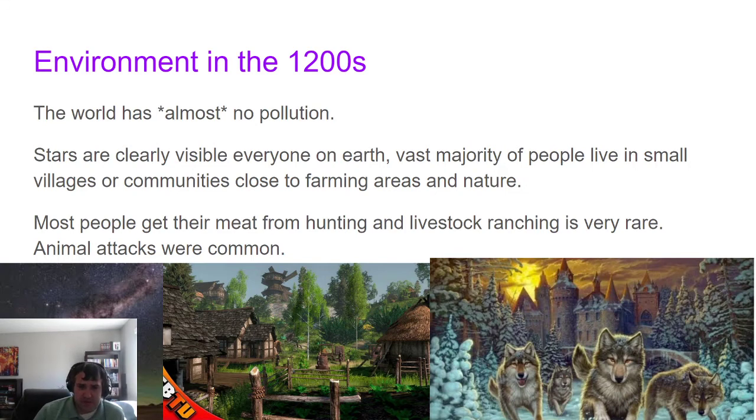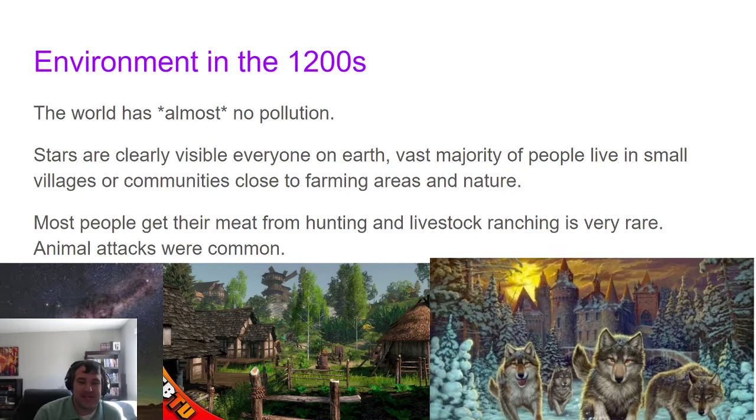The vast majority of people live in small villages. They live close to farming areas. They live close to nature. It wasn't uncommon for people to die from animal attacks. Is that still happening today? Not to a serious degree at all.